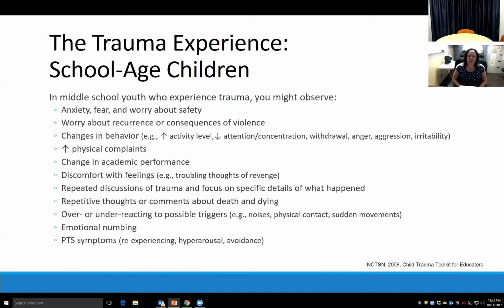They may start to have repetitive thoughts or comments about death and dying, and this may or may not be directly related to the trauma, but this is again more about them thinking of the long-term consequences. They're realizing that their worldview of what is safe is different, so they may start to think about their own mortality. You might see over or under reaction to triggers, trauma triggers, which we'll talk about in a little bit, and emotional numbing and PTSD symptoms.